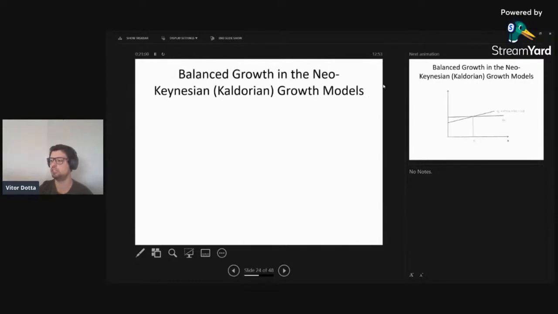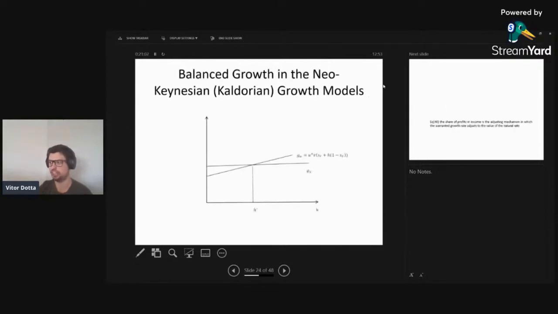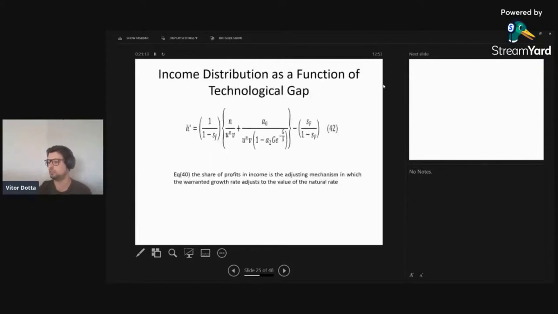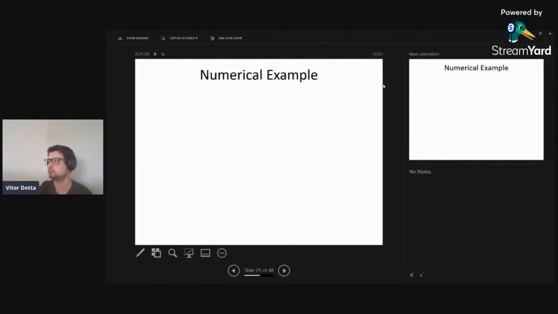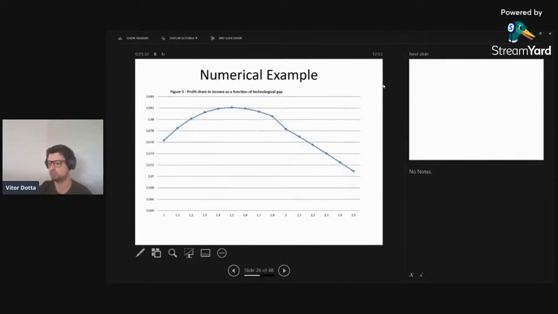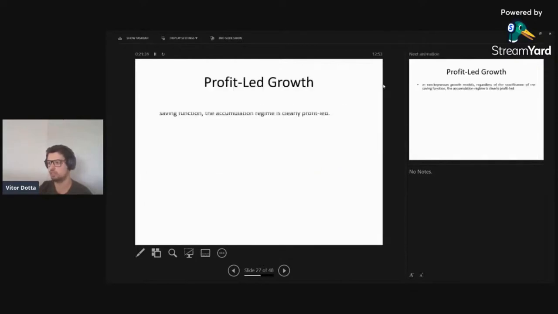Continuing, this is the trajectory of the balanced growth rate, where the warranted growth rate is equal to the natural growth rate of the economy. Continuing in equation 42, the share of profits is an adjusting mechanism for the warranted rate of growth, adjusting to the value of the natural rate. There is another numerical example, which I will skip because I have to go a bit faster, as I'm running out of time.